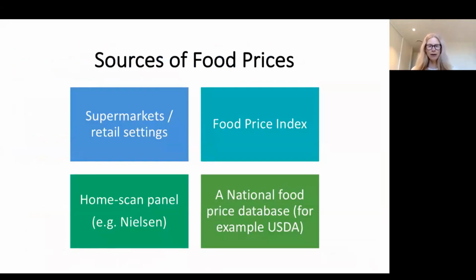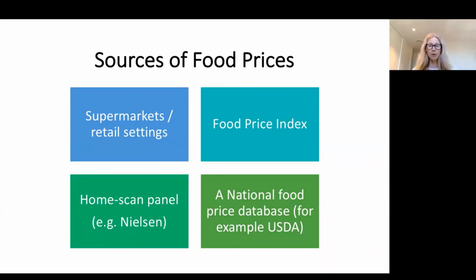Now, I wanted to talk a little bit about the sources of food prices, because obviously this is key. Traditionally, we've collected them in supermarkets and retail settings. A person's physically gone in there and collected the prices. But as we have a lot more online shopping now in some areas, there are other ways that this can be done. The food price index, as I've mentioned earlier, some countries, however, do not have enough detail within their food price index or enough prices publicly available.